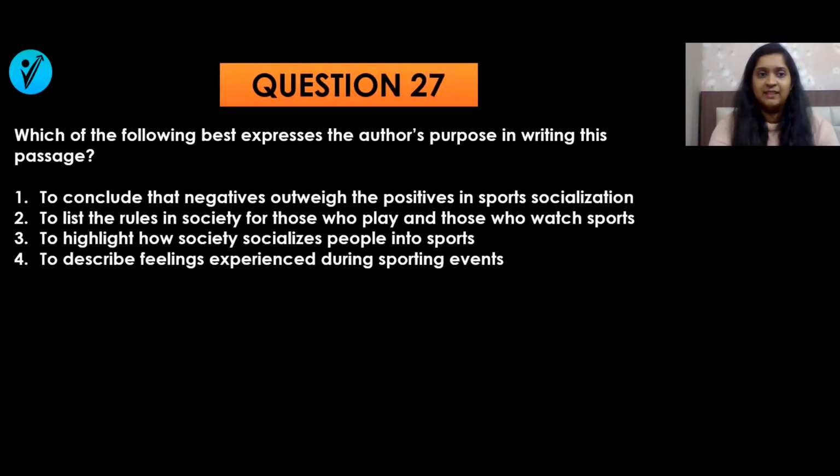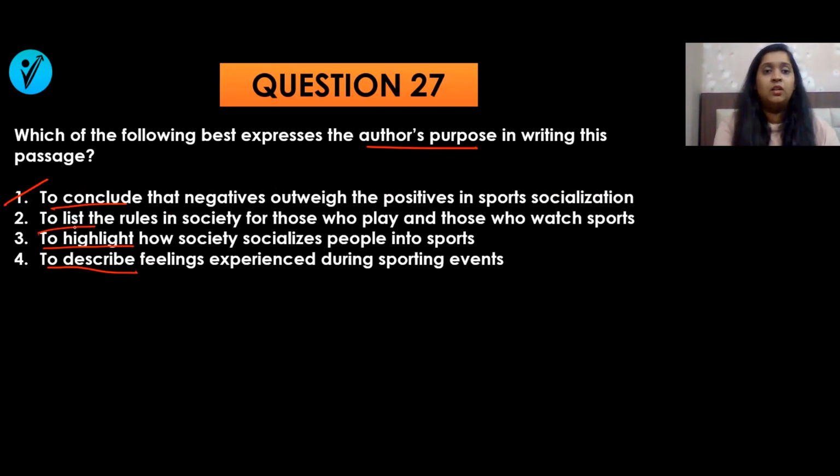All right, question number 27. Which of the following best expresses the author's purpose in writing this passage? What is important over here is the first word: to conclude, to list, to highlight, and to describe. This really gives away the answer to author's purpose. To conclude that negatives outweigh the positives in sports socialization, this is not what the author wants. This passage was not like a conclusion to, say, a report.